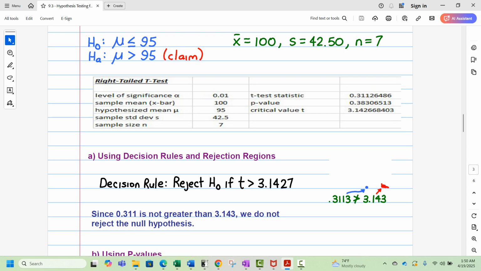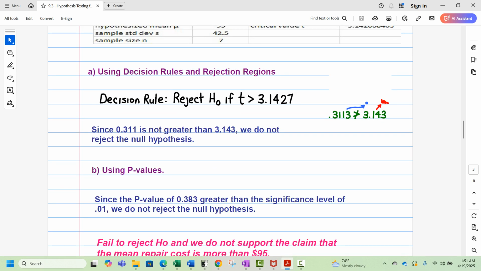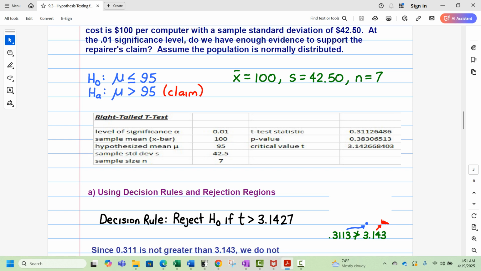And then the p-value better lead to the same conclusion. And it does. The p-value of 0.383 is greater than your significance level of 0.01. So if the p-value is greater than the significance level, which is also known as alpha, you do not reject. So since we're not rejecting the H0, that means there's not enough evidence to support this claim. We don't have enough evidence to support that it's greater than 95.